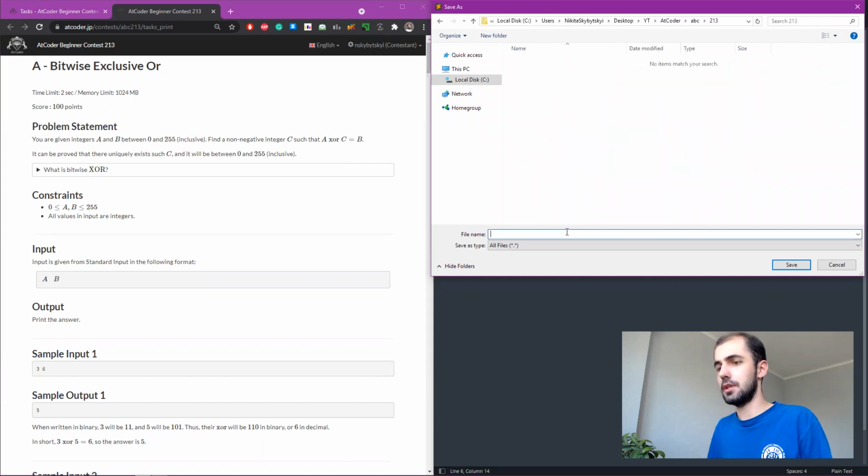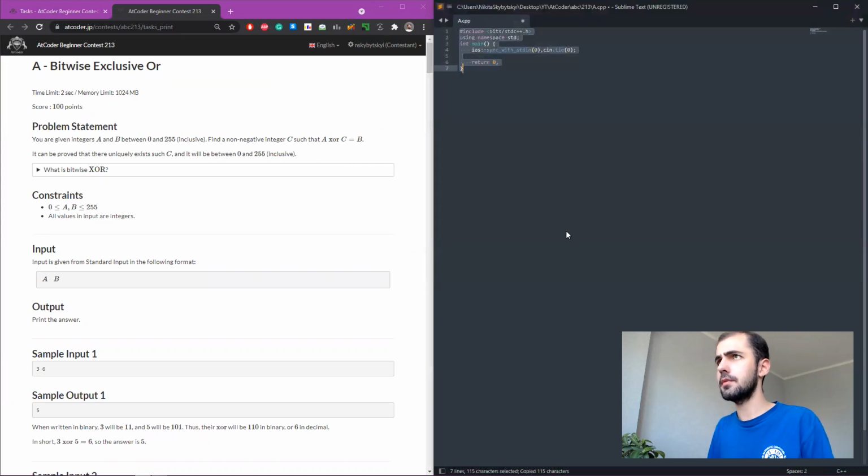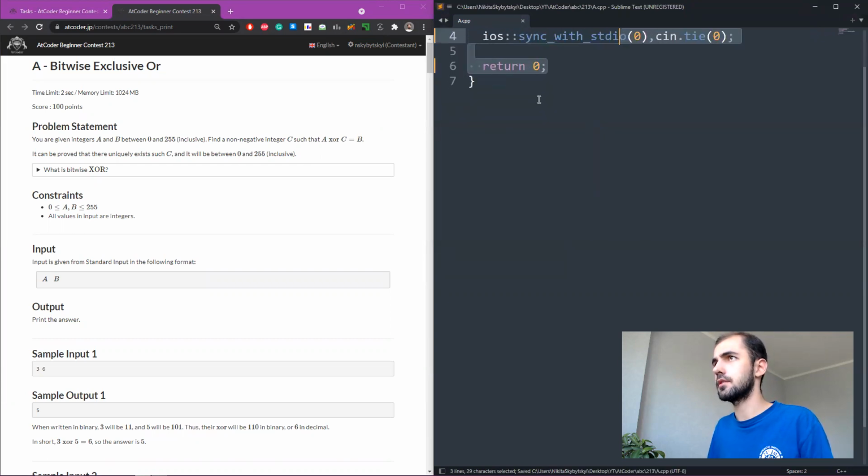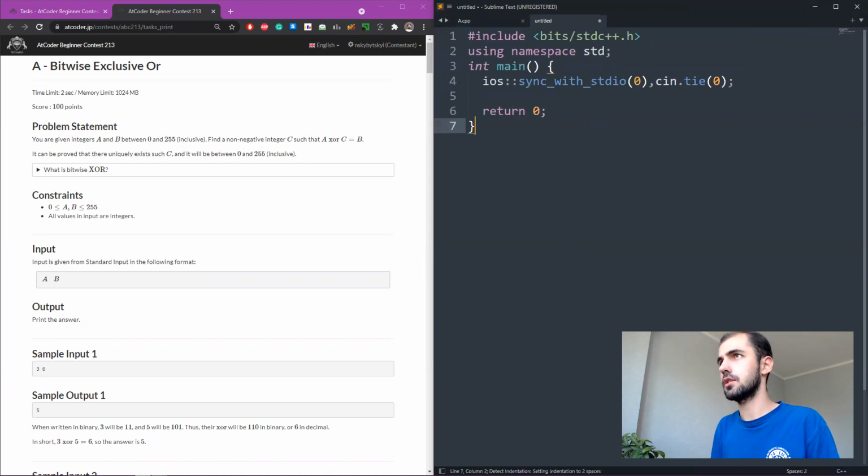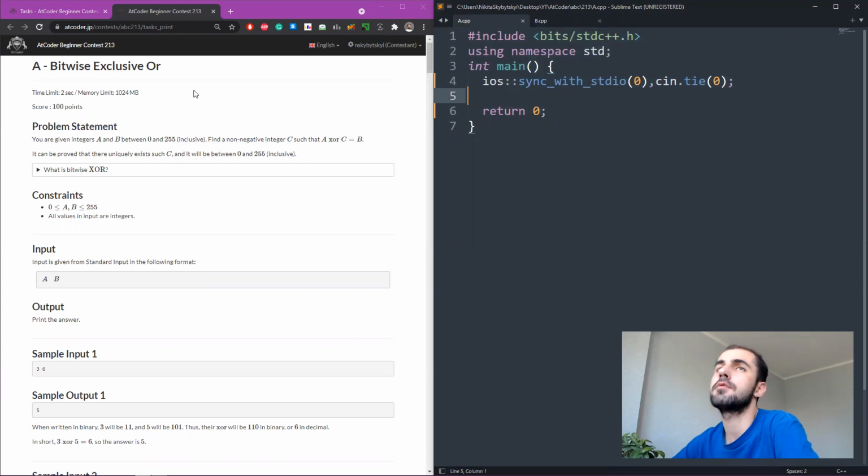213. This time we have 8 problems, just as the last time. So some of them will be quite challenging, but some of them will be quite easy. So problem A, Bitwise Exclusive Or.